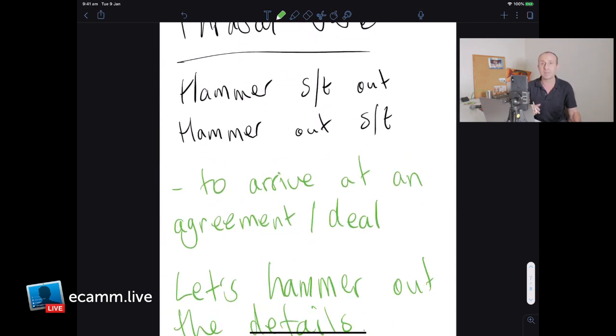And we got phrasal verb. Hammer out means to arrive at an agreement on the details of something. Cool. And then any other questions?